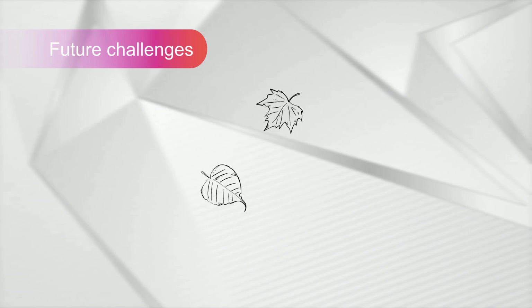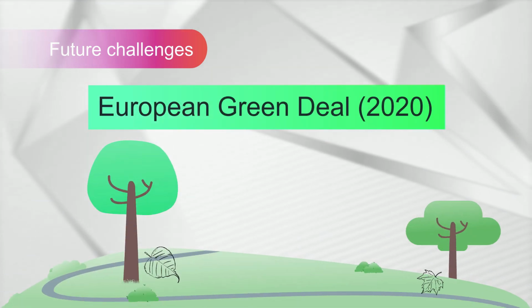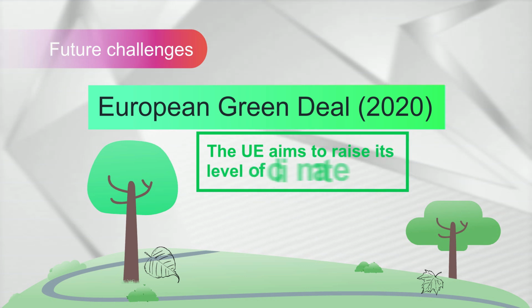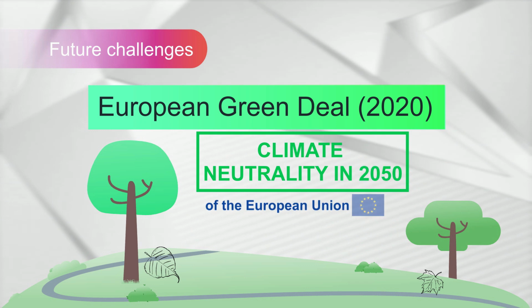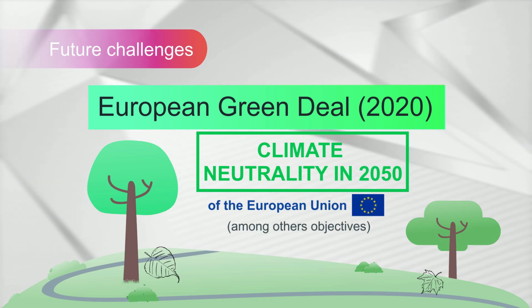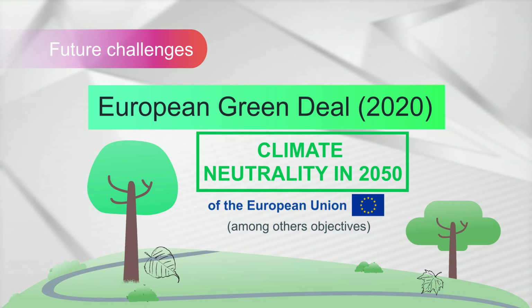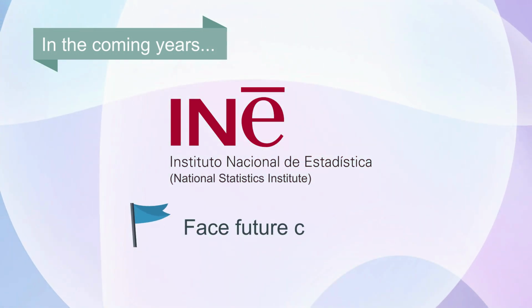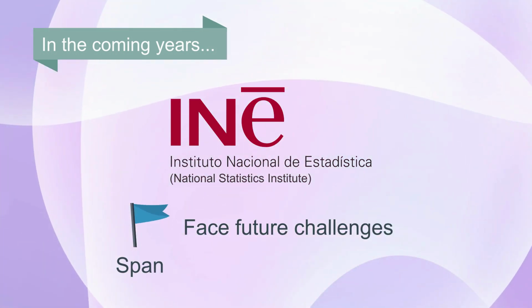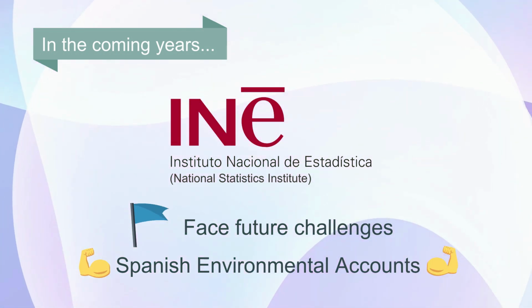To be precise, under the European Commission's European Green Deal 2020, the EU aims to raise its level of climate ambition in order to achieve climate neutrality by 2050, among other objectives. The National Statistics Institute will continue to work hard in the coming years to face future challenges and to position Spain as one of the countries with the best environmental account systems in the European Union and the world.